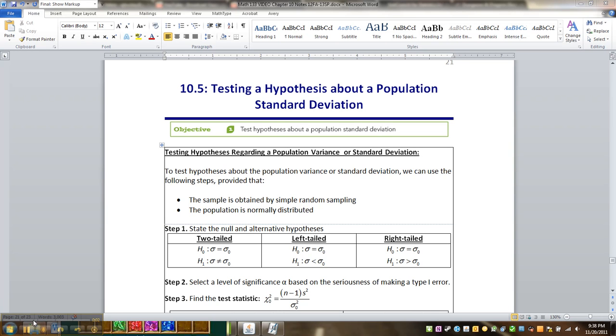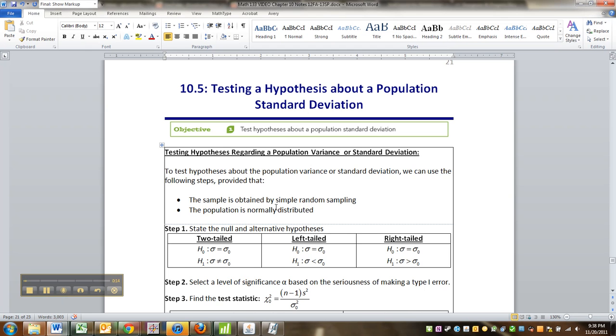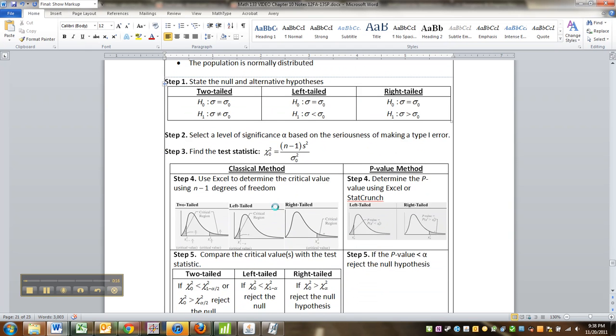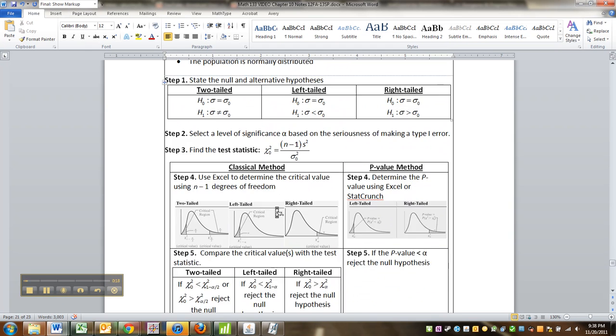So it's time for our last major type of hypothesis test from Chapter 10. And that's the one for a standard deviation and/or variance, because they kind of go together hand in hand. Now notice how radically different these steps are from the old ones. Just kidding. They're very much the same.